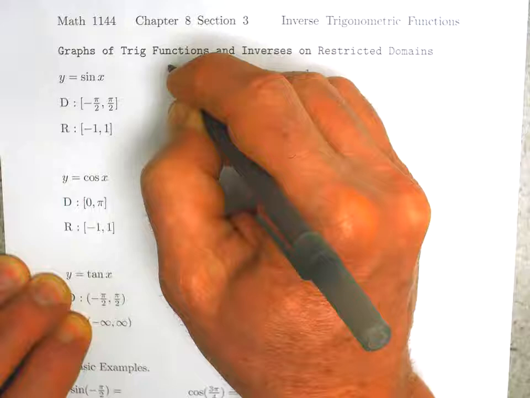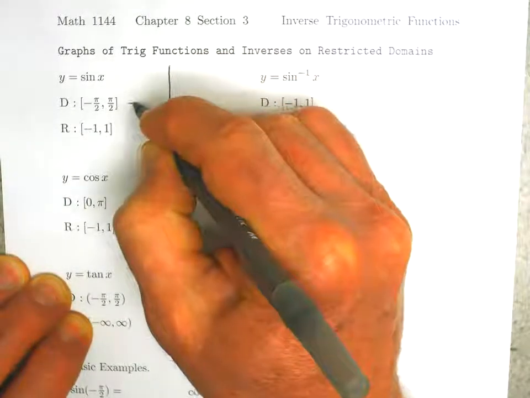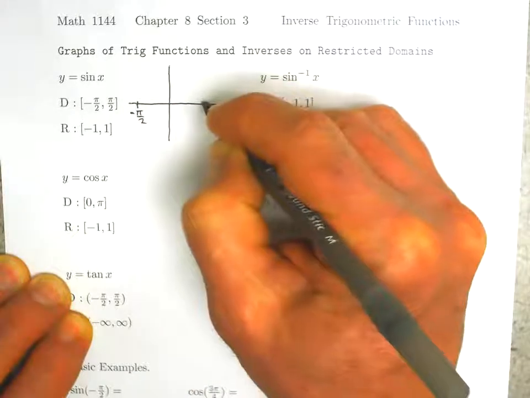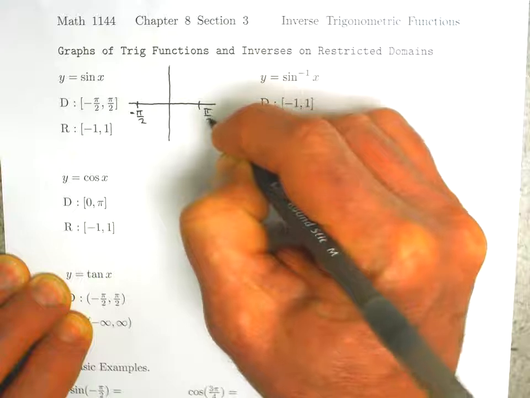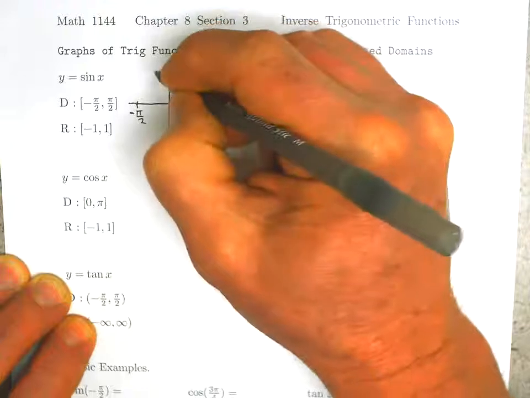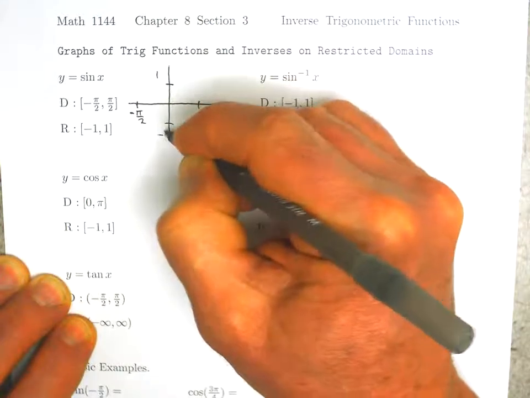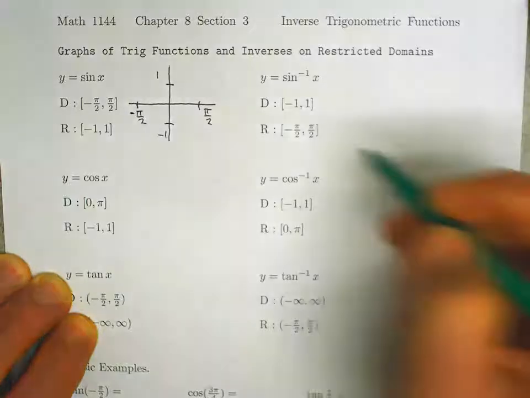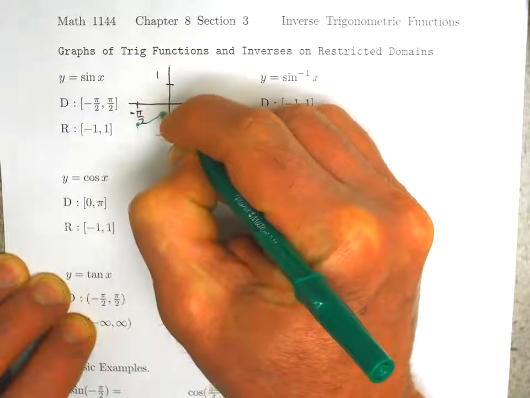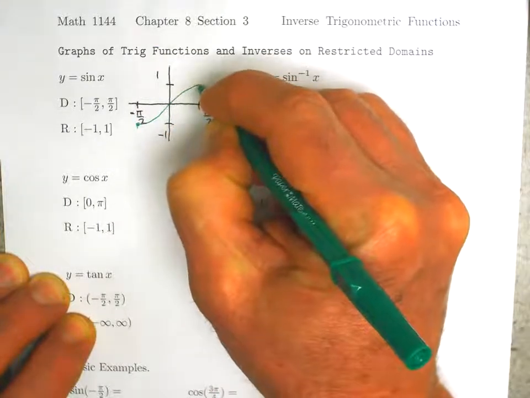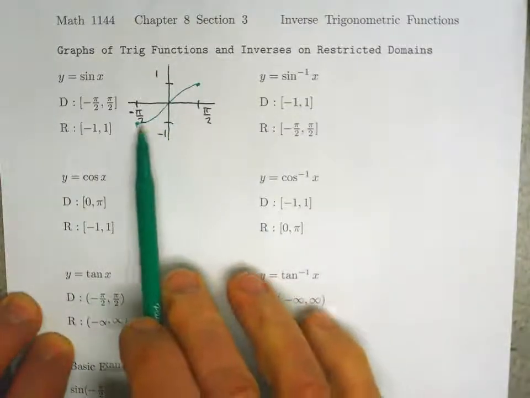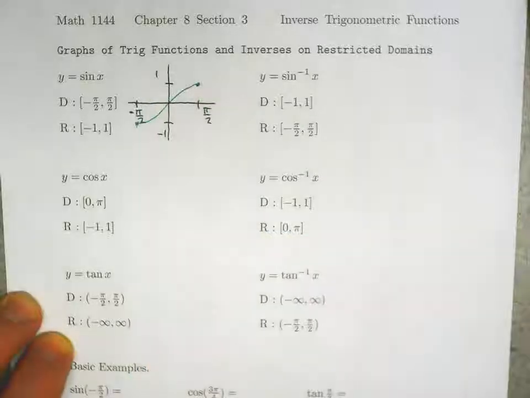But we'll just sketch a graph of y equals sine of x on the restricted domain from negative pi over 2 up to pi over 2. And the range is from -1 to +1. So our restricted y equals sine of x will look like this. And on that restricted domain, y equals sine of x is a 1-to-1 function.